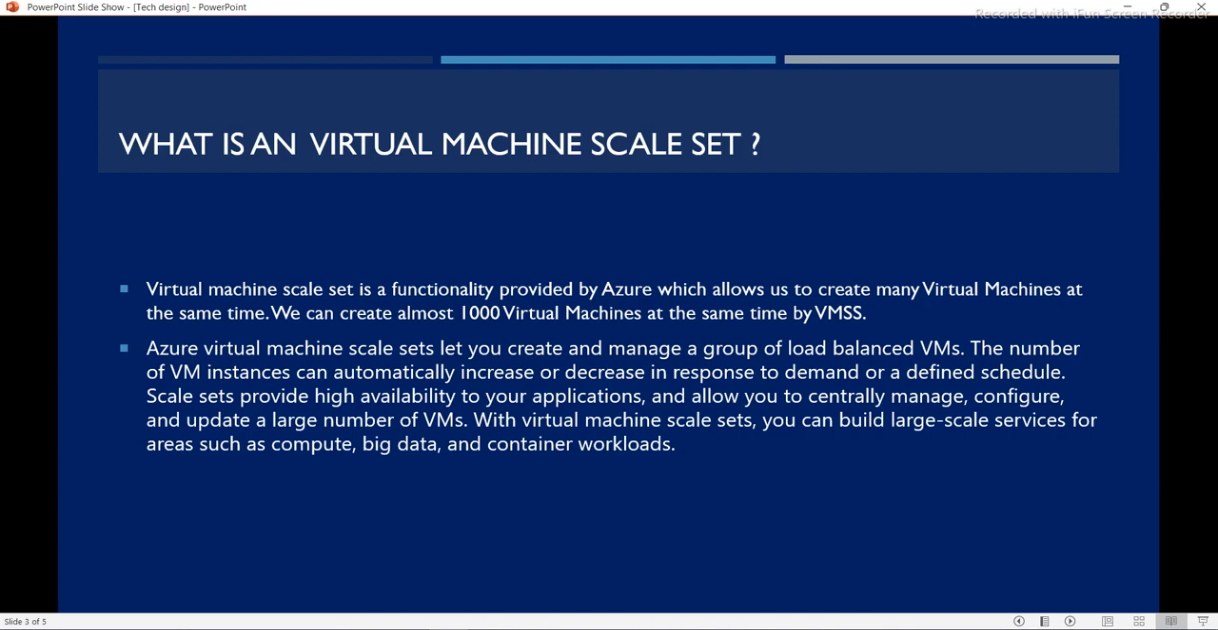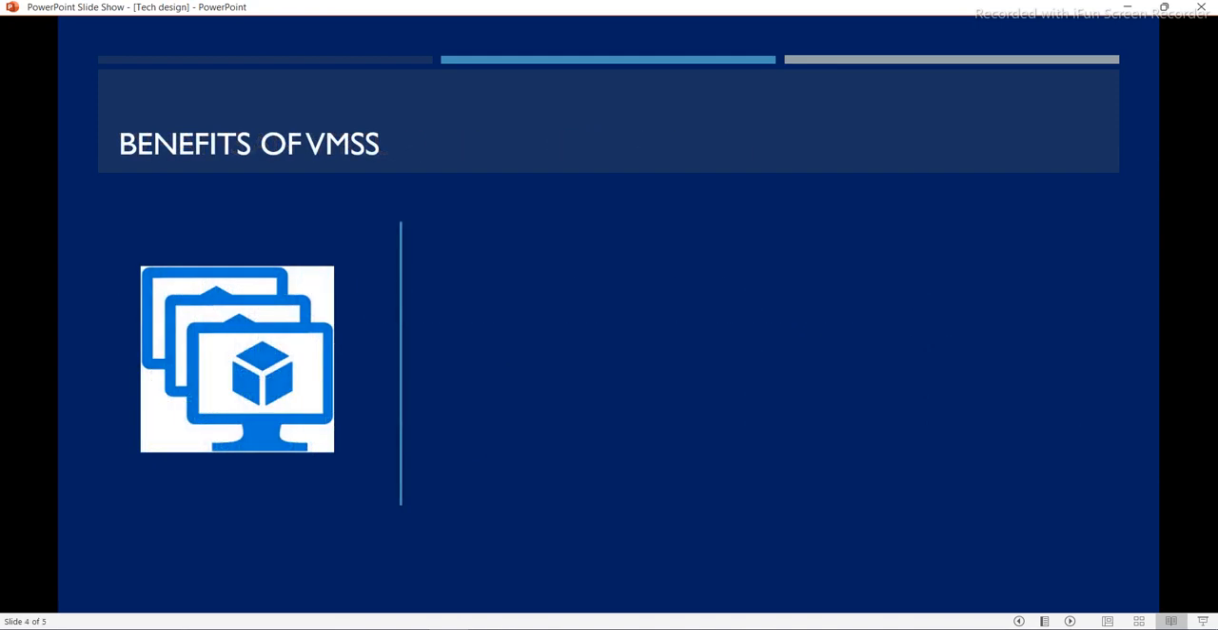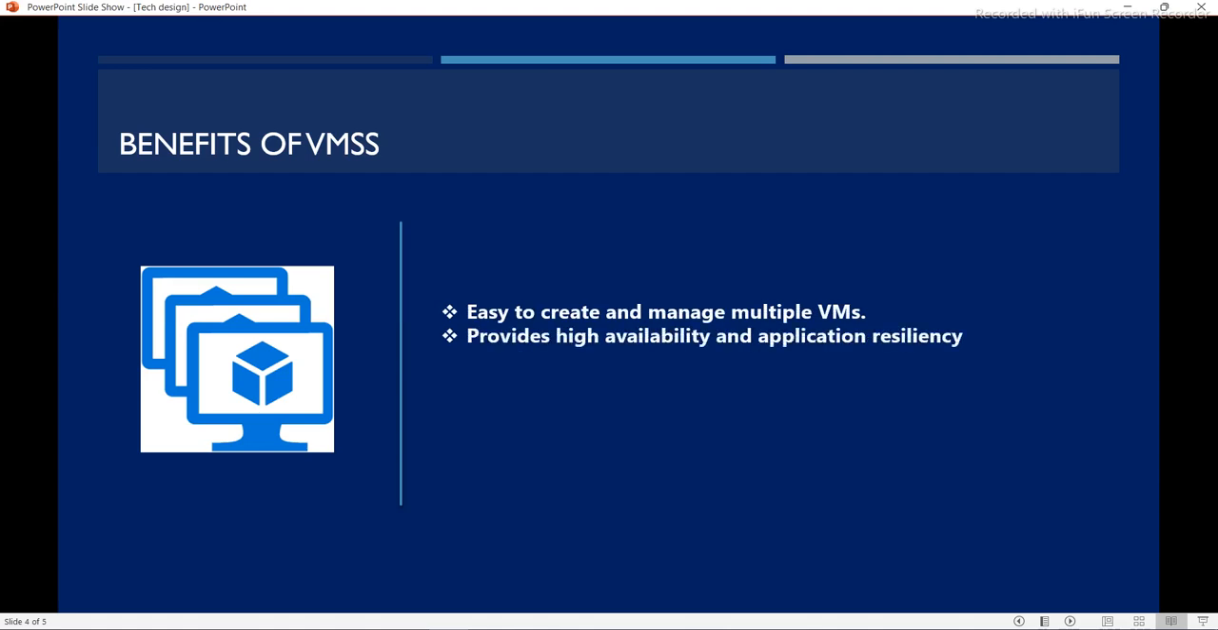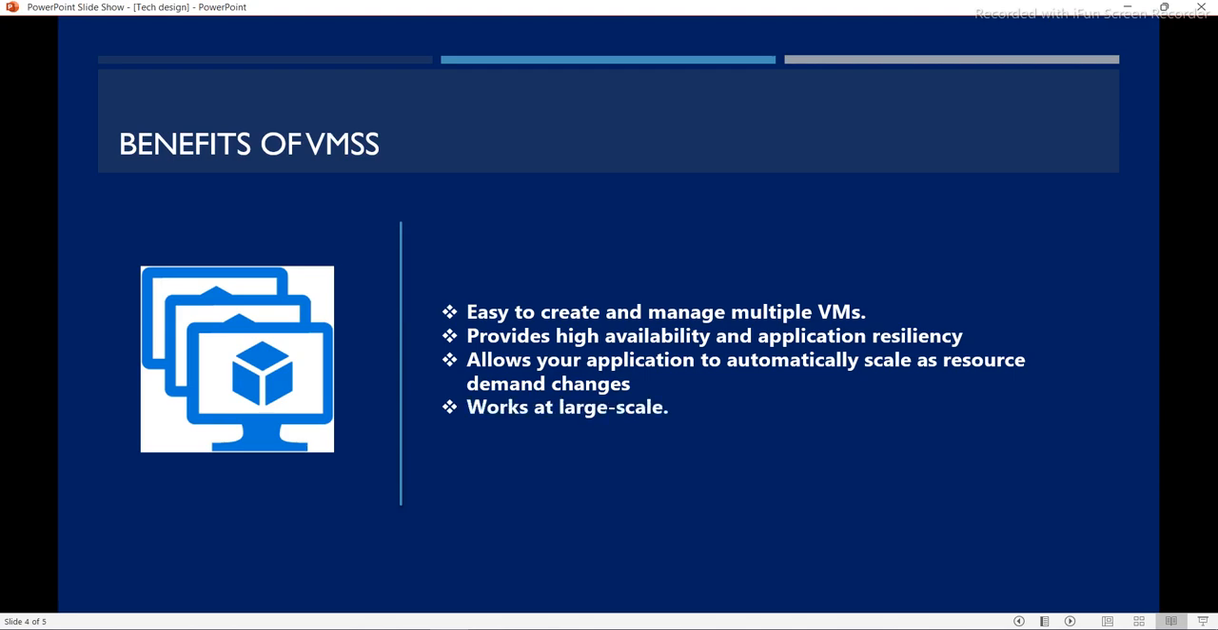Scale sets provide high availability to your applications and allow you to centrally manage, configure, and update a large number of VMs. With virtual machine scale sets, you can build large-scale applications for areas such as compute, big data, and container workloads. Now, what are the benefits of VMSS? Easy to create and manage multiple VMs, provides high availability and application resiliency, allows your application to automatically scale as resource demand changes, and works at a large scale.